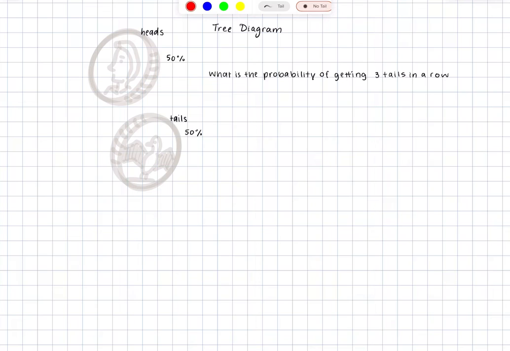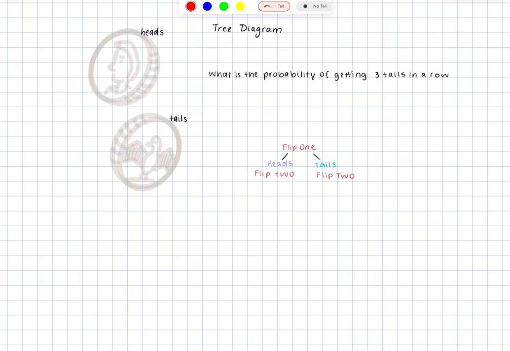So what can I do? Well, I can make this diagram right here. So let me just erase this. So what is the probability of getting 3 tails in a row? Well, it is determined by each flip. So flip 1, I have 2 outcomes. I can have heads or tails. And the chance of getting heads or tails, that's 50%. Each has a chance of 50%. So I'm going to write that down, 50%, and then here 50%.